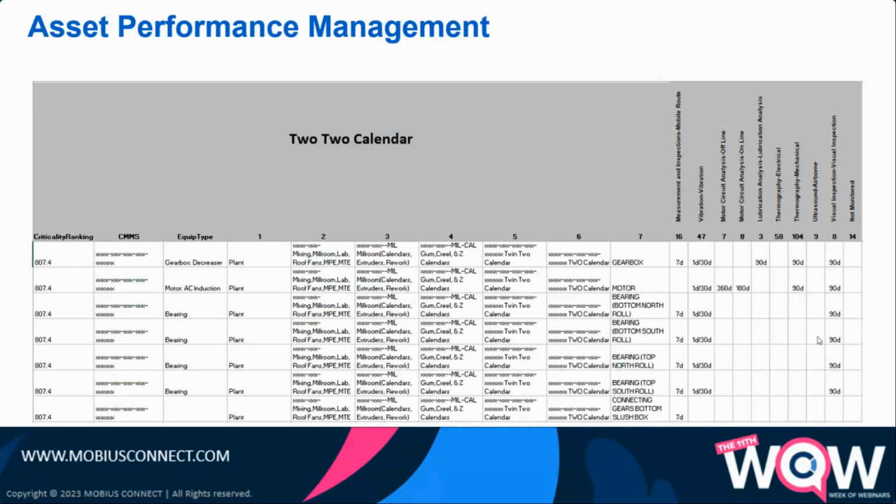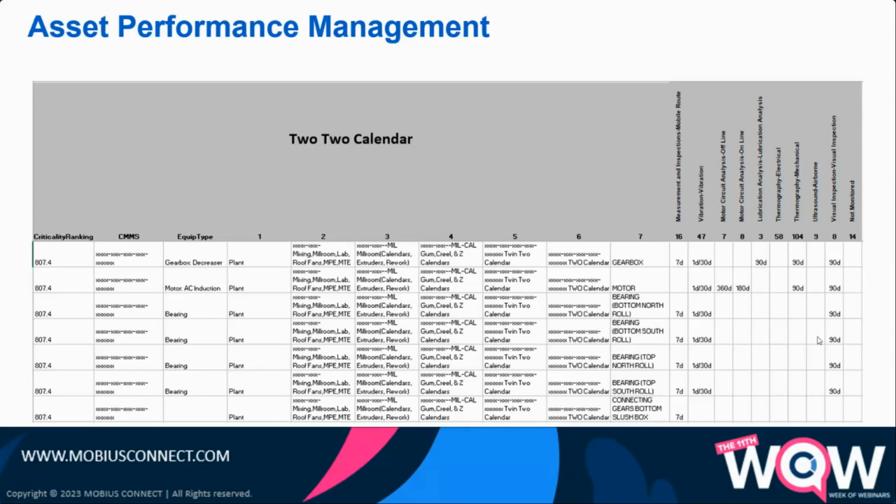This is also an example of an EMP, but it's focused on condition monitoring technologies. This is an example of a twin 2 calendar. As you can see from left to right, you've got criticality of the asset. In this case, we're in the 800s. It provides CMMS number, equipment descriptions, and then your hierarchical description across. And then over on level 7, the number 7 column, is the component.